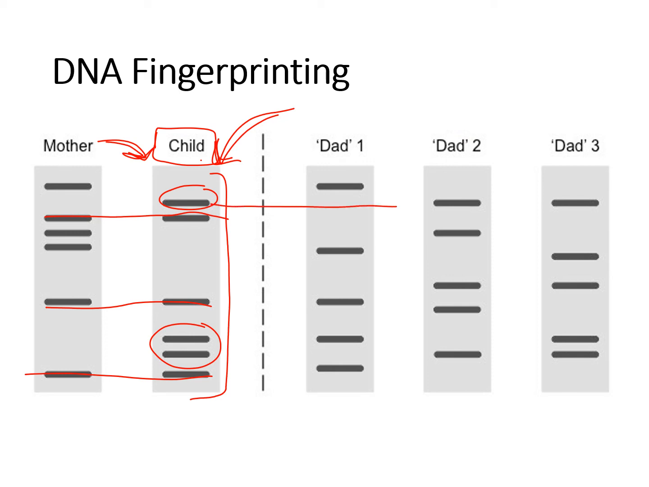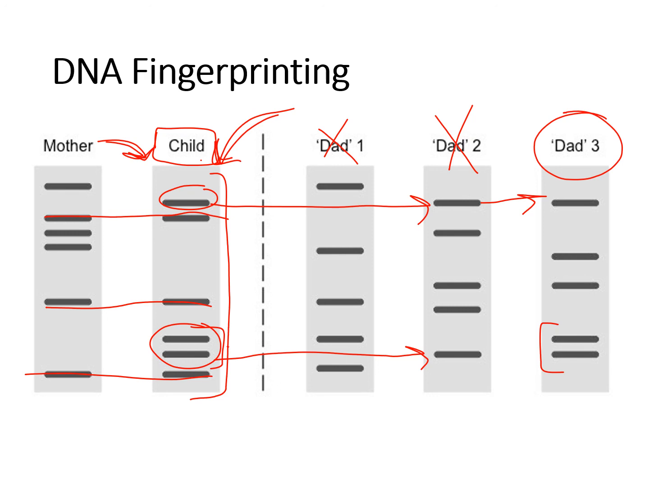So in order to identify the father, you want to find out which man could have donated that band to the child. Not dad number 1, so that rules him out, but it could be dad number 2 or dad number 3. Then you look for the next 2 bands, these bands that did not come from the mother. You've ruled out dad number 1. Dad number 2 could have provided that second band, but not the first one, so it's not dad number 2, but dad number 3 could provide those last 2 bands. So dad number 3 is identified as the father.